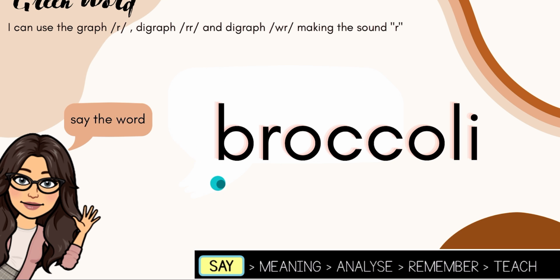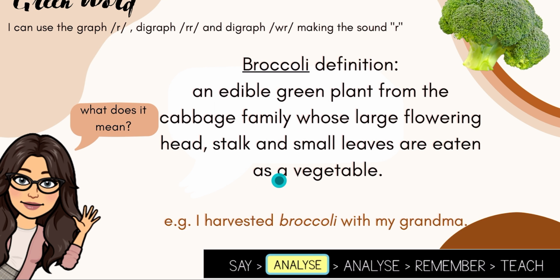The final word that we will be analysing today is the word broccoli. Can you please say the word broccoli? Now the word broccoli is from the green word column. And yes, this word is focusing on that singular graph R, which makes the R sound. Broccoli is defined as an edible green plant from the cabbage family whose large flowering head, stalk, and small leaves are eaten as a vegetable. The sentence I've put broccoli into is, I harvested broccoli with my grandma.